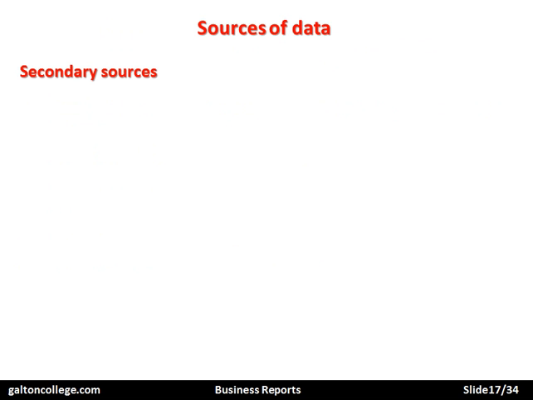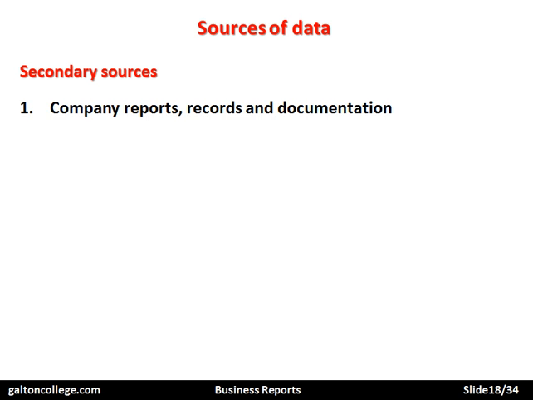Now, the sources of data. Well, secondary sources may be used. These are sources collected for other purposes and perhaps by other people or even elsewhere, maybe data collected by the government. So one source of data would be company reports, records and documentation. Well, if it's a business report, the logical place to start is in the business to see if there are any sources of data there.